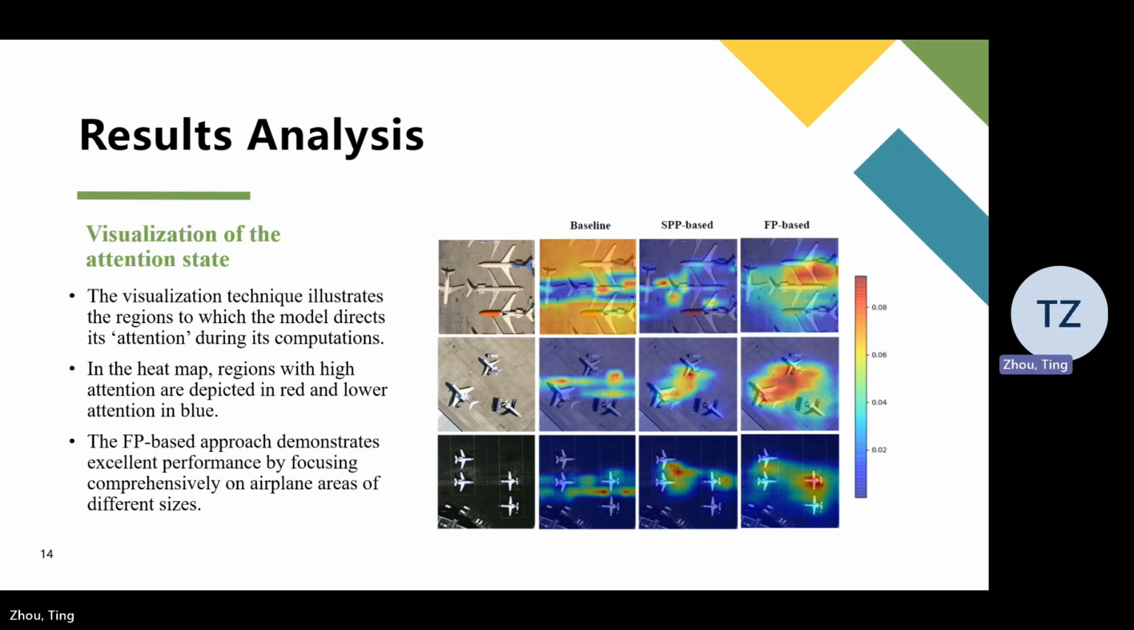I use visualization of attention to verify the model solves the multiscale problem. I selected the images containing different sizes of airplanes within the same image and different variations of airplanes across the different images. In the heat map, regions with high attention are displayed in red and low attention in blue. When describing the airplane words, the FP-based method demonstrated remarkable performance by fully attending to aircraft regions of different sizes.